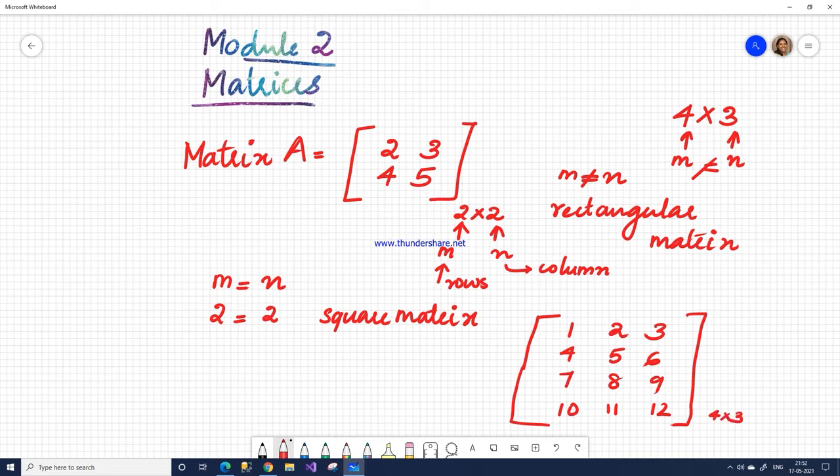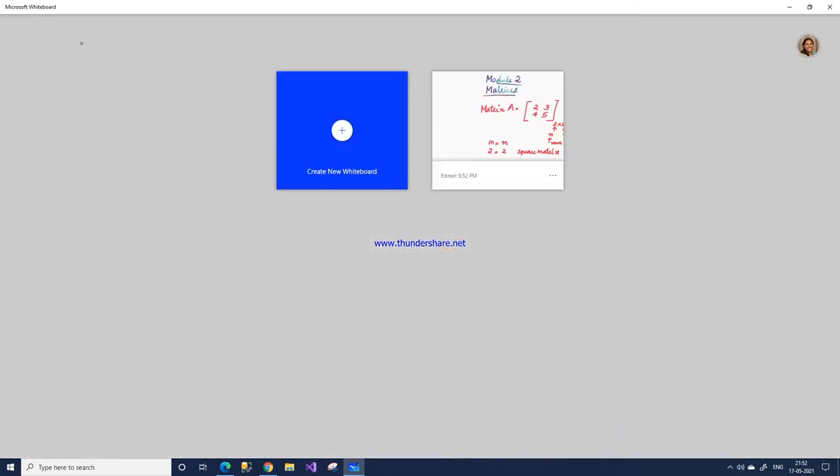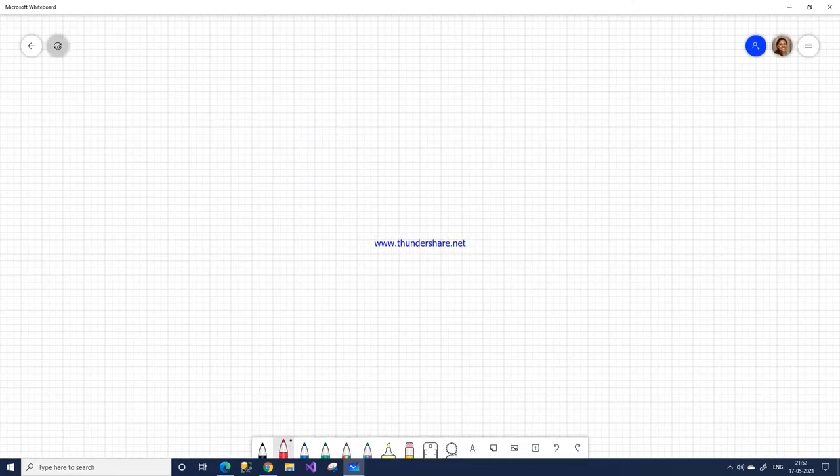So matrix means the elements will be arranged in the form of rows and columns. It is 2 by 2 means M rows and N columns. If M is equal to N, it is a square matrix. If M is not equal to N, it will be a rectangular matrix. So this is the introduction part of a matrix. Now let's learn about the different types of matrices.